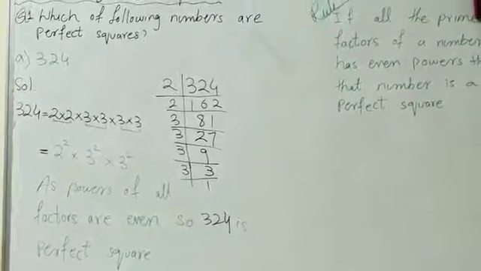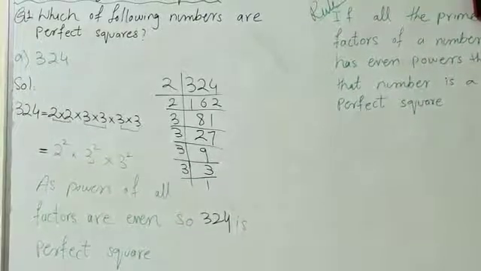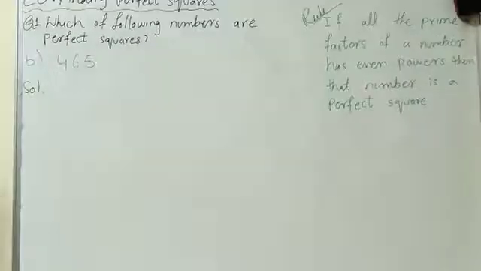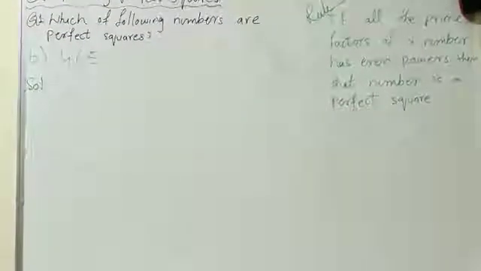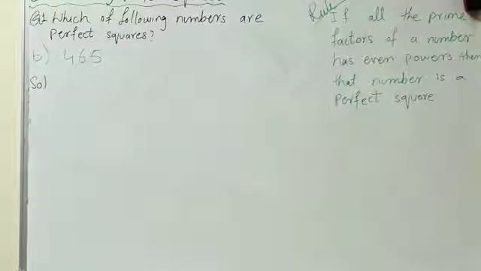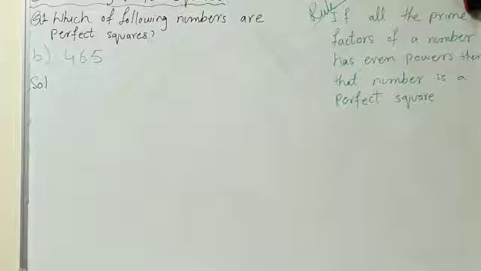So this is your question number 1. This is the working of this whole question to find the perfect square. You also have to state the rule with it. Second part here is 465. First we will find the prime factors of 465.